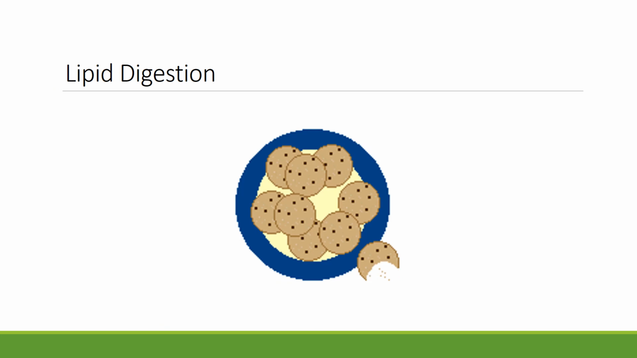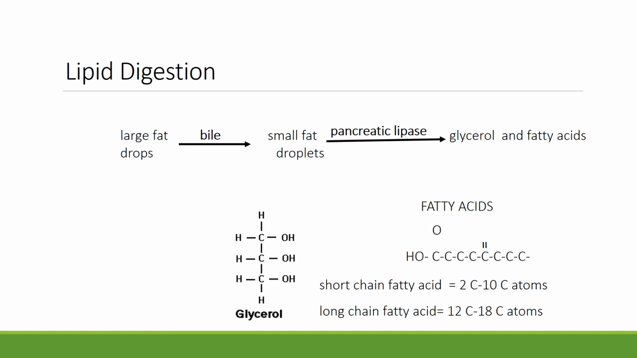Last, we'll look at lipid digestion and absorption. Remember, there are a couple of steps in lipid digestion. First, the large fat drops are emulsified into small fat droplets by bile, which acts as a detergent. The small fat droplets are then broken down into their building blocks of glycerol and fatty acids by pancreatic lipase. You can see the structure of glycerol and the fatty acids below. Note that short-chain fatty acids are between 2 and 10 carbon atoms long, and long-chain fatty acids are between 12 and 18 carbon atoms long.